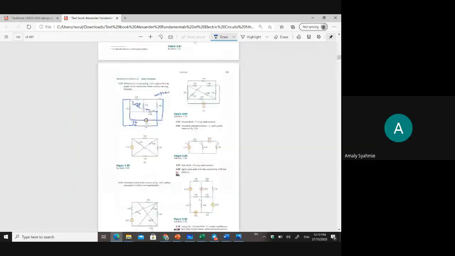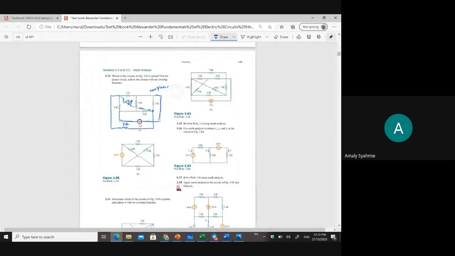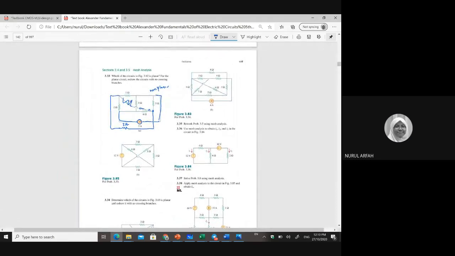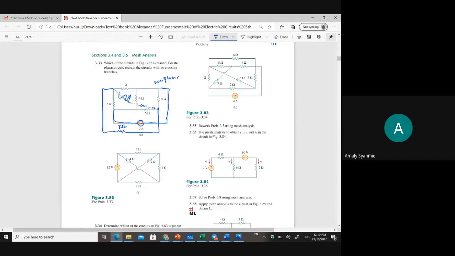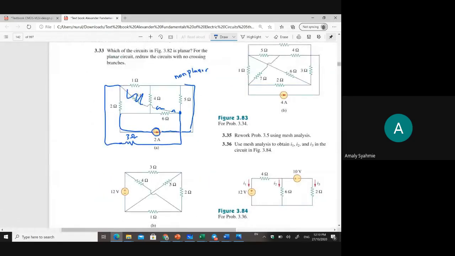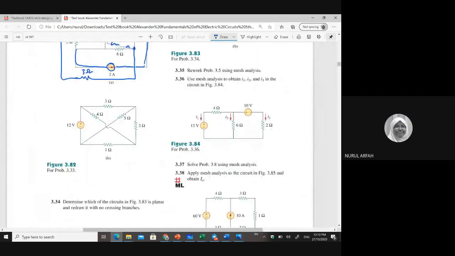So this means all of these circuits are not planar, so none of them is planar. For our class, we always have a planar circuit.